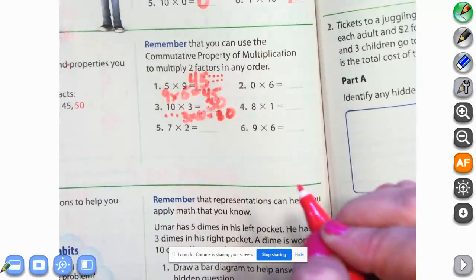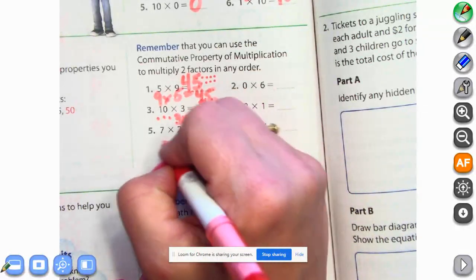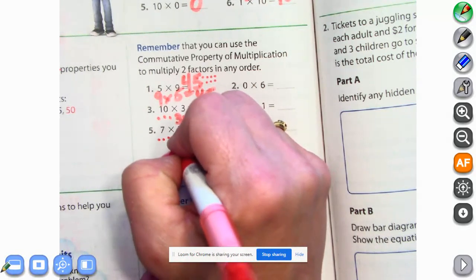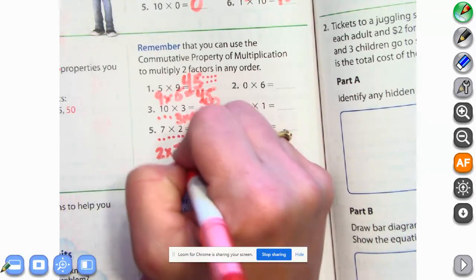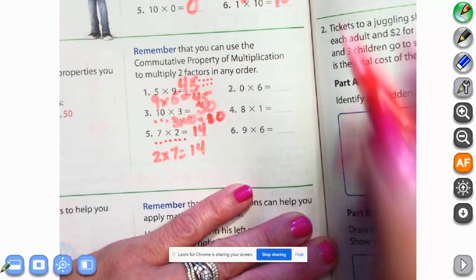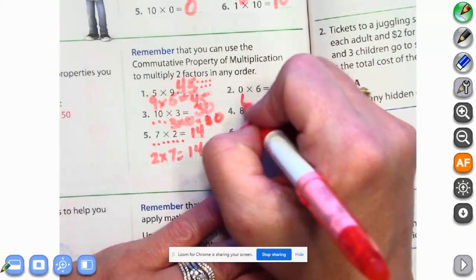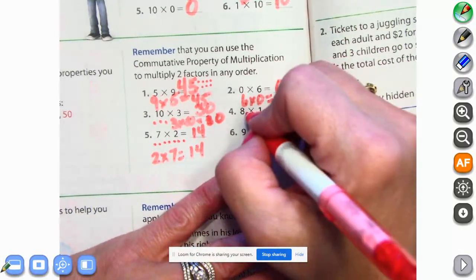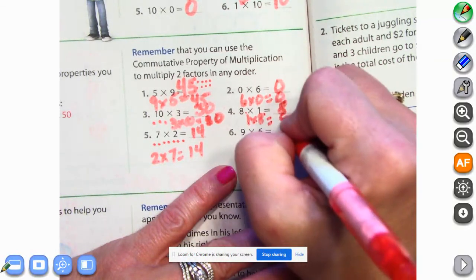My marker is kind of blending it all in. 7 times 2, we could skip count by 2s. 2, 4, 6, 8, 10, 12, 14. And the opposite would be 2 times 7 equals 14. 0 times 6, anything times 0 is 0. 6 times 0, still 0. 8 times 1 is 8, or 1 times 8 equals 8.